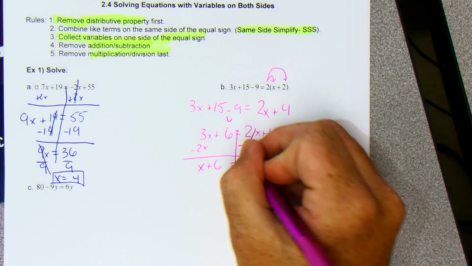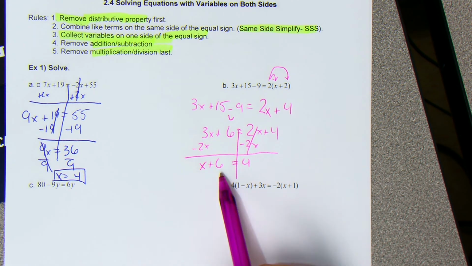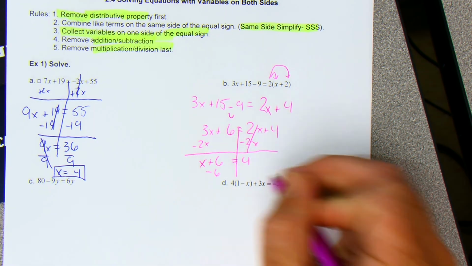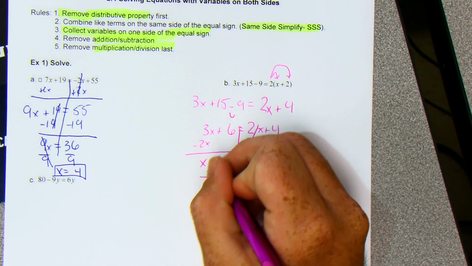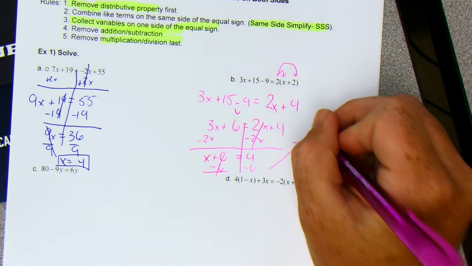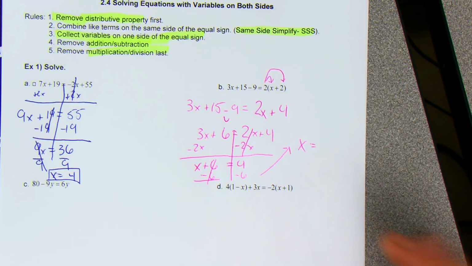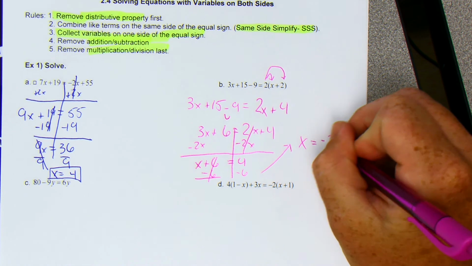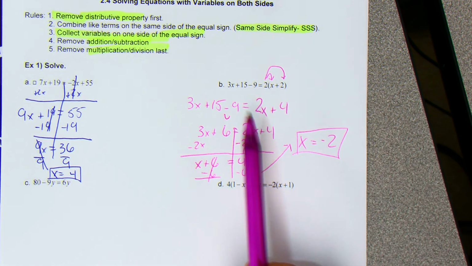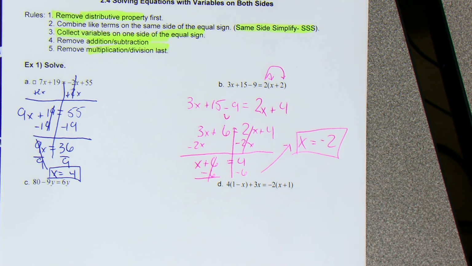Okay, 2x minus 2x is 0. I brought down this 4. Now I need to figure out how do I get this positive 6, this plus 6 to the other side of the equal sign. I need to do the opposite, which would be a minus 6. Okay, so those cancel out. I'm going to write the answer over here. Okay, so I'm left with x equals, and 4 minus 6 would be negative 2. Okay, so we started with this big old long problem here and got all the way down to x equals negative 2.